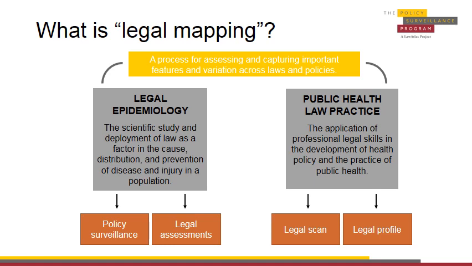Legal mapping is a broad expression for a process that assesses and captures features of laws and policies. There are multiple ways to perform legal mapping, each with different disadvantages and advantages. See the next slide for more detail. Policy surveillance is one form of legal mapping. If you're unsure about which legal mapping model is right for you, please don't hesitate to reach out to the Policy Surveillance Program at lawatlas@temple.edu, and we can discuss your project with you in more detail.